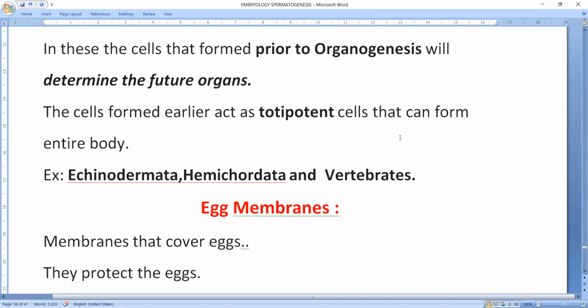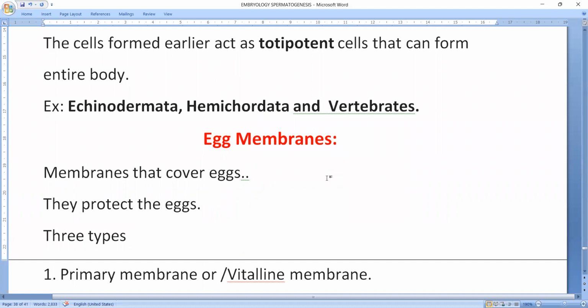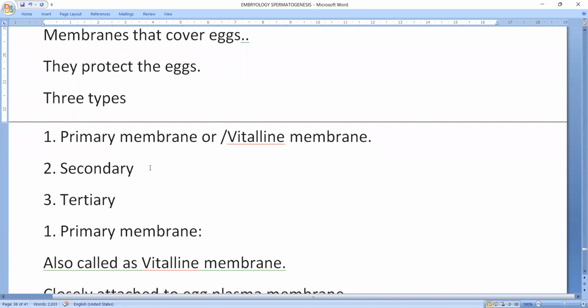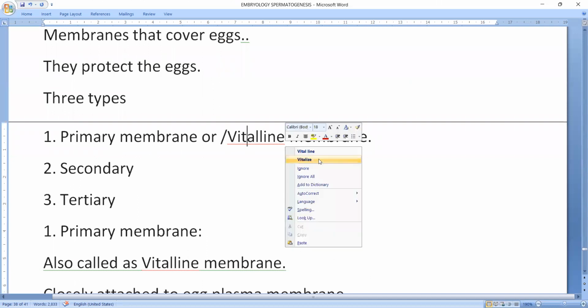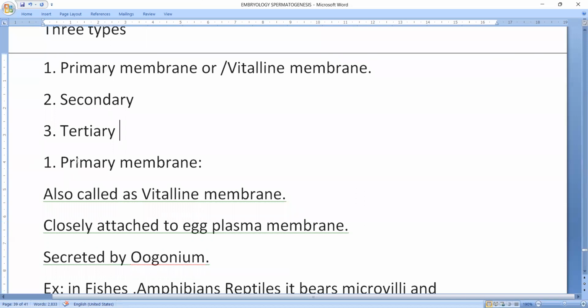The examples will come again in cleavage, so you should memorize them by heart. Then, egg membranes. Generally the egg is immediately surrounded by the plasma membrane. Membranes that cover eggs are called egg membranes. They protect the eggs. There are 3 types of egg membranes: primary membrane, also known as vitelline membrane, secondary membrane and tertiary membrane. What is the primary membrane? The membrane immediately surrounding the plasma membrane of the egg is the primary membrane. It is also known as vitelline membrane.